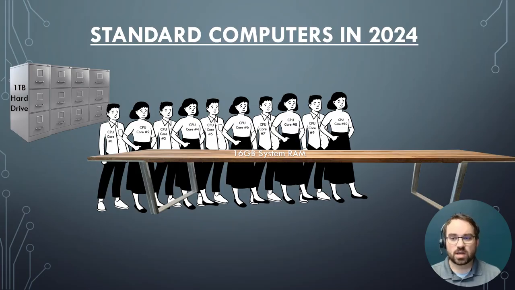Most computers have at least 16 gigabytes of RAM and an 8 or 10 core processor. So we can see we have 16 gigabytes, or a decent sized table there, with 10 cores working around it. That's generally an Intel i5 or Intel i7 or a similar AMD.